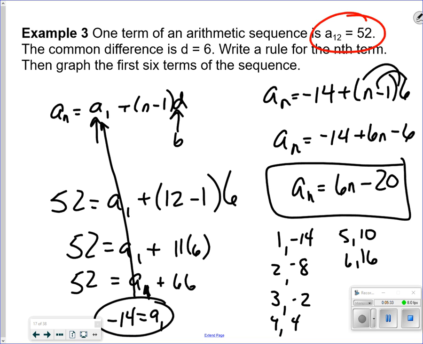Now, those are going to be individual dots. I talked about this a little bit in section 8.1. They're going to be discrete, meaning they're not going to be connected. So when I graph the point (1, -14), then I graph the point (2, -8), I'm not going to connect all these dots.